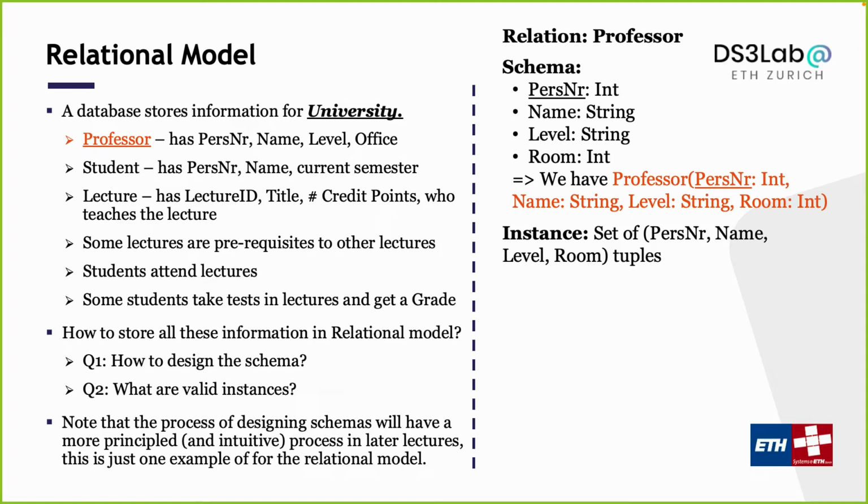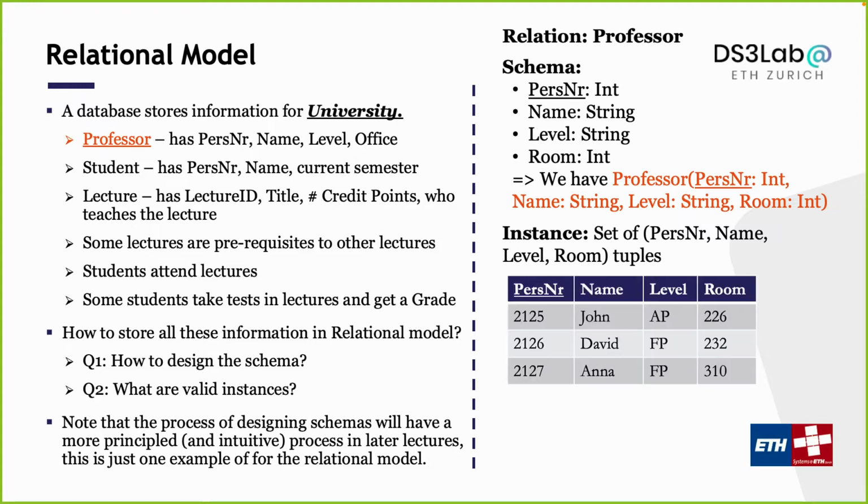So what is the instance of this relation, right? Again, the primary key is the personnel number of the professor. The instance is a set of tuples. It's a tuple with 4 elements consistent with the data type that you have in the schema, right? So this is one example instance that you could have for this relation. It has 3 different professors with different personnel numbers, with a name, level, and room. This is a valid instance.